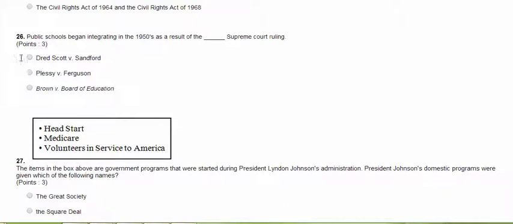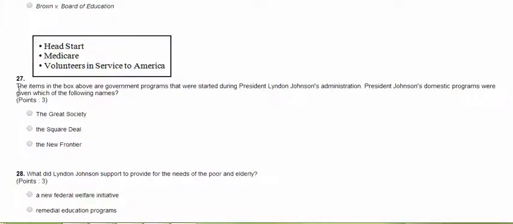Number 26, public schools began integrating in the 1950s as a result of the blank Supreme Court ruling. Was that the Dred Scott versus Sanford ruling, the Plessy versus Ferguson ruling, or the Brown versus Board of Education ruling? Number 27, the items in the box above are government programs that were started during President Lyndon Johnson's administration. President Johnson's domestic programs were given which of the following names? The Great Society, the Square Deal, or the New Frontier?